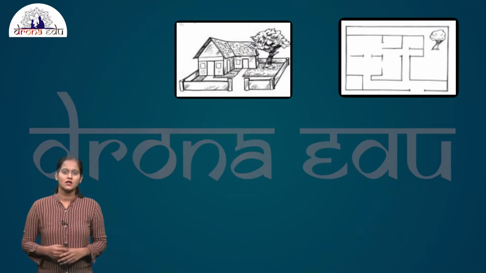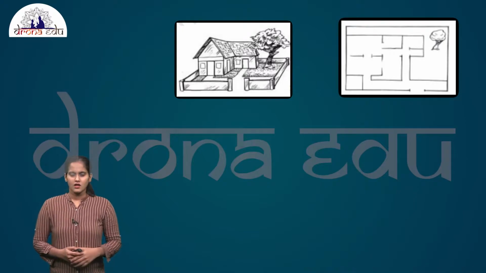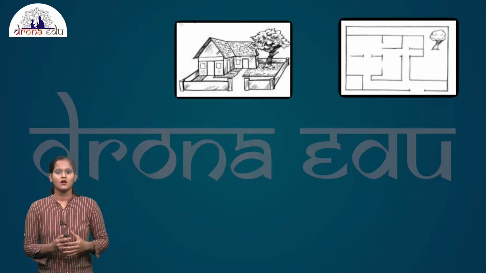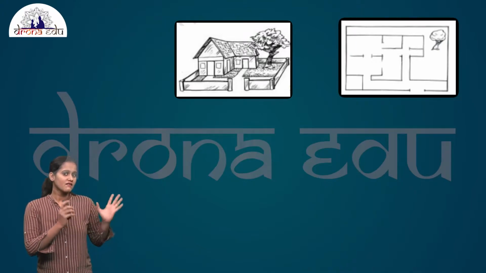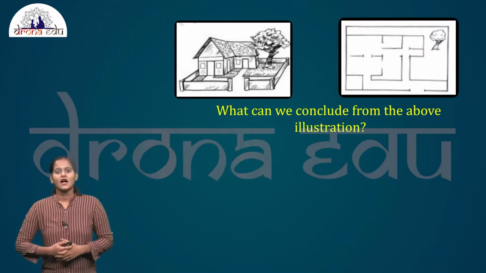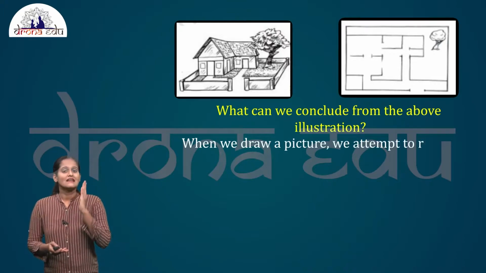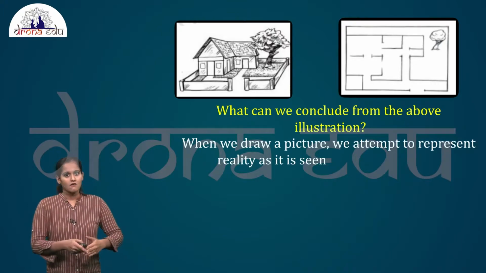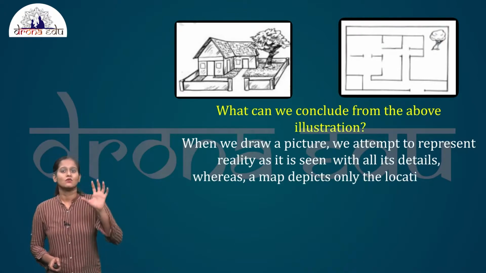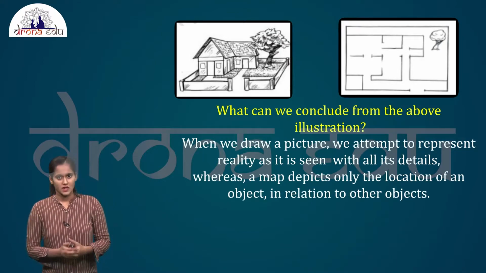So for that, look at this map here. It's a map of a house whose picture is given alongside. You can see that. So from this, what can we conclude from the above illustrations? See, when we draw a picture, we attempt to represent reality as it is seen with all its details, whereas a map depicts only the location of an object in relation to other objects.